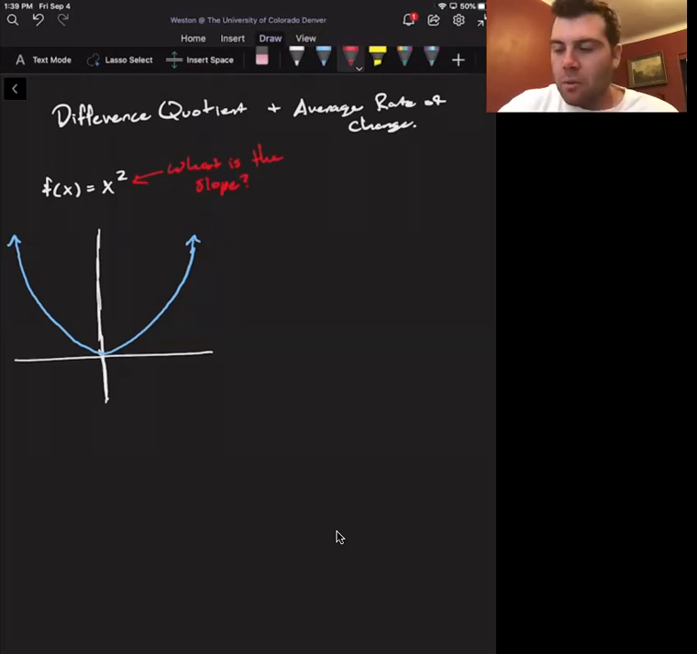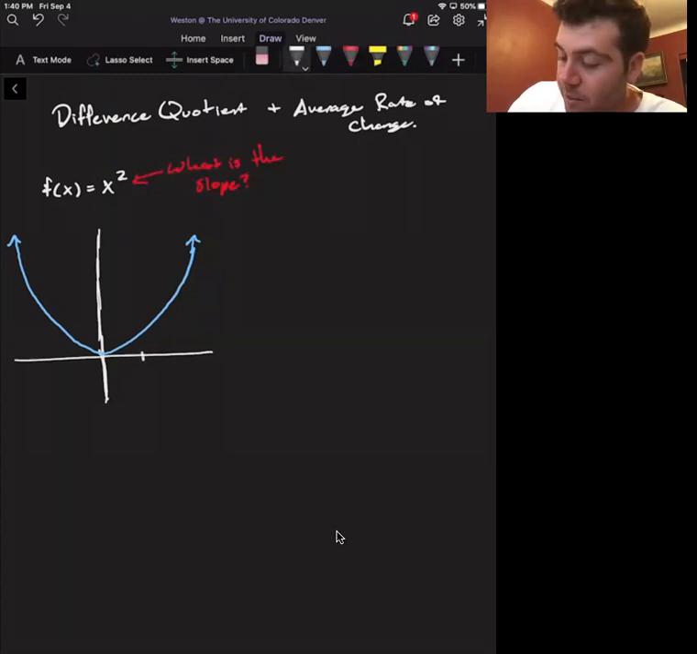If this was a normal class, this would be a great time to pair you up with partners and just have you think about what the slope would mean in this case. So maybe just think about it on your own for the time being. But we can give an estimate of what the slope is by using the difference quotient.